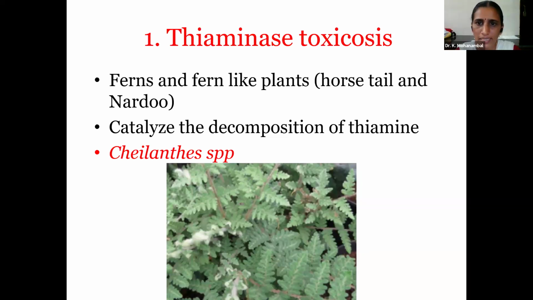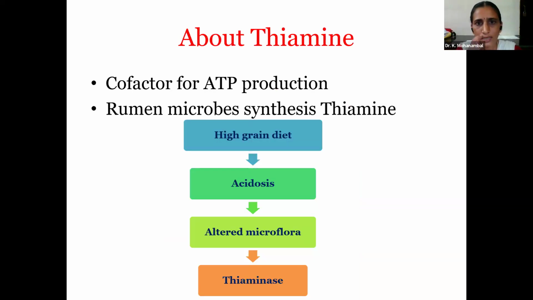Apart from fern-like plants such as horsetail and nardoo, there are also plants which have a higher amount of thiaminase, which will cause thiamine depletion in the animal body, because a high amount of thiaminase, when taken by the animal, will catalyze and decompose the thiamine present in the animal body. Mostly the sheep cases presented were after eating fern-like plants, that is Cheilanthes species.